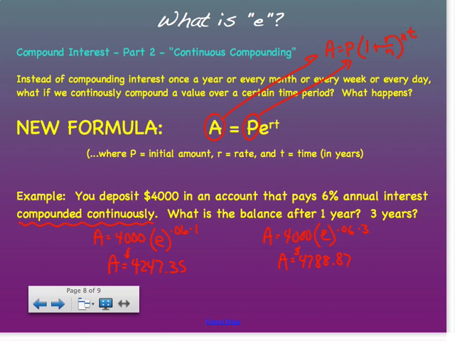So you can see here, in only 1 year, you started with 4,000. After 1 year, you've already gained $247.35. After 3 years, you've already gained $788.87. Obviously, you're not going to find this in many places like a bank because they'd be paying quite a bit of money. But it is interesting to think about. If you keep doing it back to back, it increases your amount that much more rapidly.